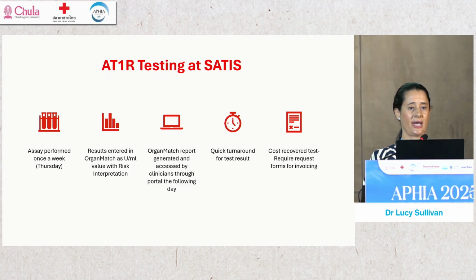So just to take a step back, I guess, and look at the practicalities of it. AT1R antibody testing is performed in my lab in Adelaide as a routine clinical test, and we are the only lab in Australia that offers this as a reportable test that we report out to clinicians. The assay is performed once a week. We enter the results into Organ Match, and Fiona has mentioned our Organ Match system in her talk previously. We have a quick turnaround for the test, and it is reported out and the clinicians can read their results the next day, and it is a cost-recovered test in the lab.